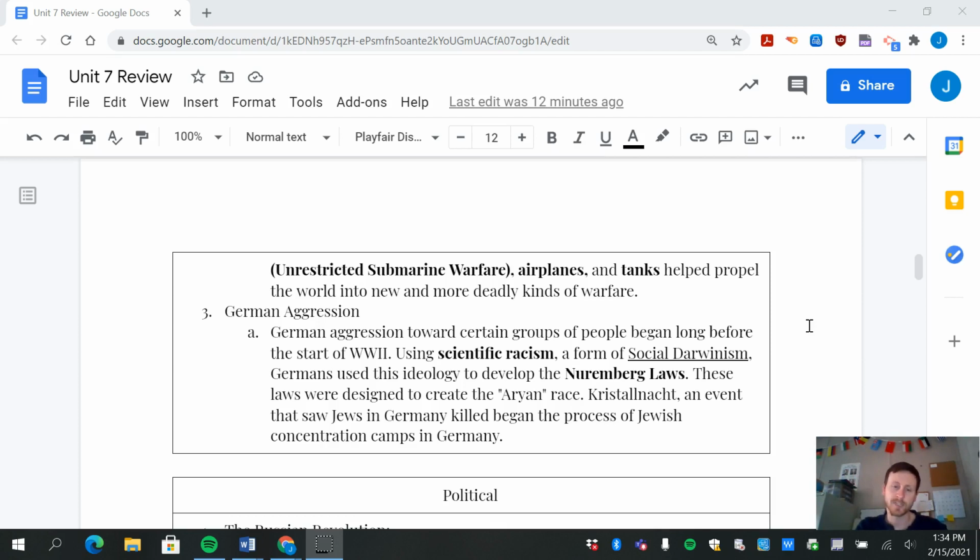It's an event where Jews in Germany were killed, about 90 of them, and that led to about 300,000 to begin with being rounded up, gathered, and then placed in concentration camps across Germany. Now, again, I think it's really important to note that, yes, the Holocaust was primarily targeted against Jewish people. However, those were not the only people that were targeted.